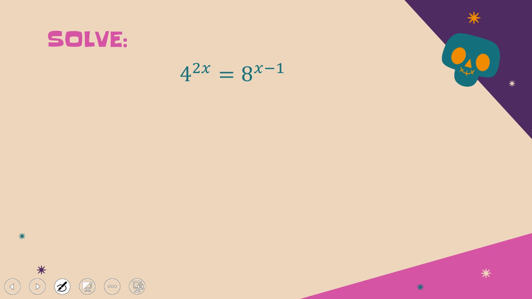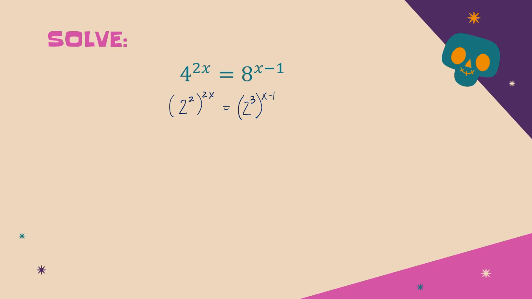8 is not a power of 4, and 4 is not a power of 8. However, if I go to that exponent values chart and look in the 2 column, I see that both 4 and 8 are powers of 2. So rewriting so the bases are the same doesn't necessarily mean one or the other. I can rewrite them both as a power of something else. So I'm going to rewrite 4 as a power of 2. 4 is 2 squared. And I'm going to rewrite 8 as a power of 2, which is 2 cubed.